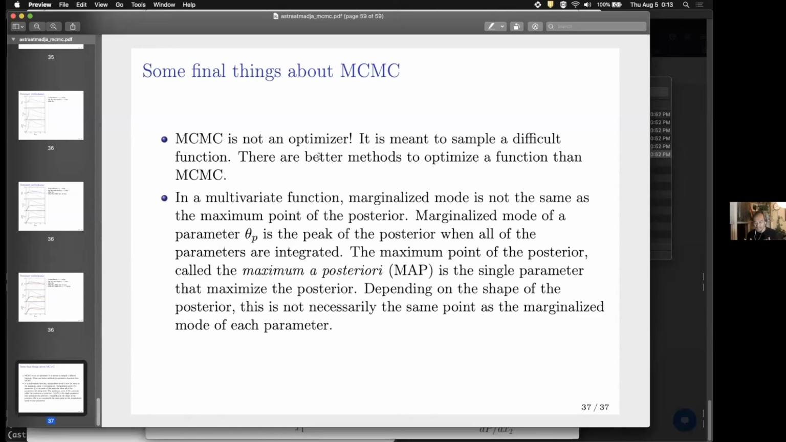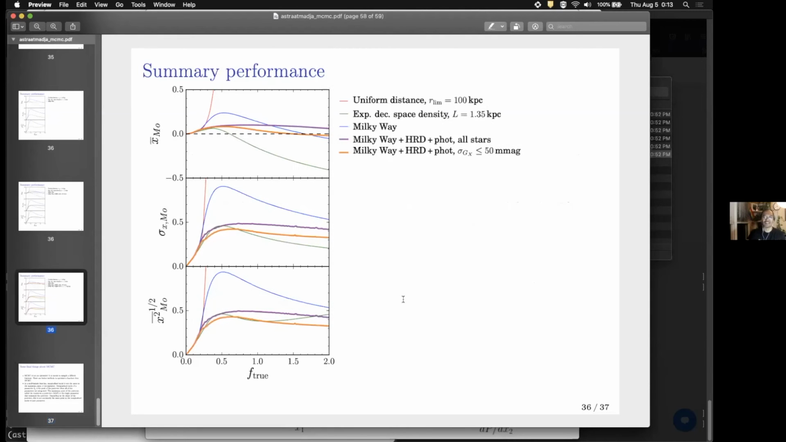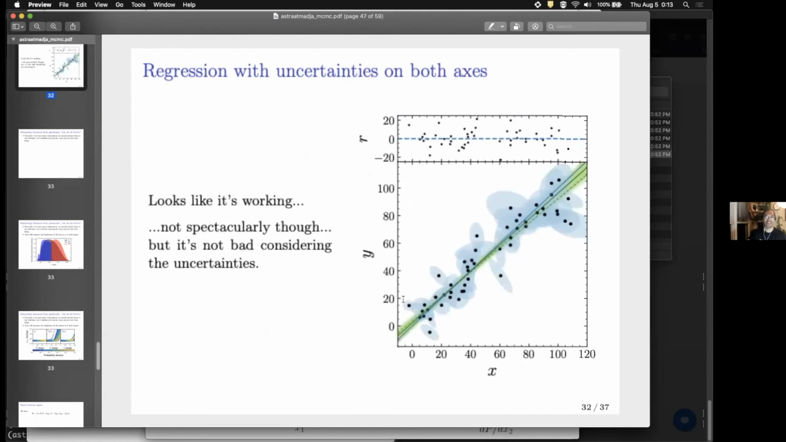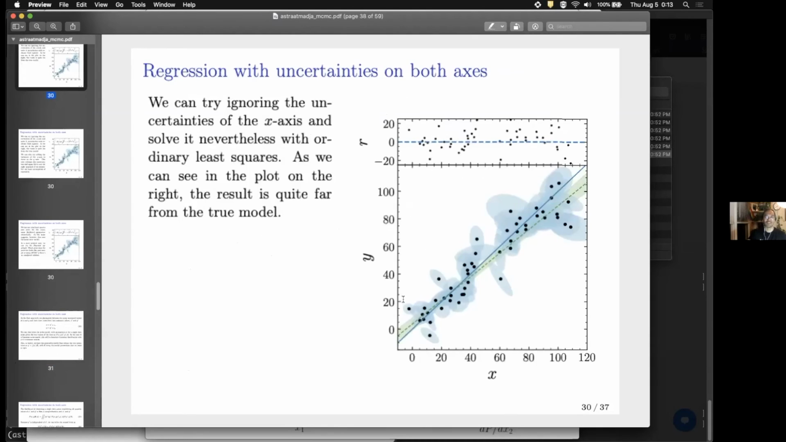Now, the second thing: if we have a multidimensional, multivariate function, the marginalized mode is not the same as the maximum point of the posterior. So what's the difference? The maximum point of the posterior is called the MAP, maximum a posteriori. It's a single point where the posterior is maximized. While the marginalized mode is the peak of the one-dimensional posterior where everything has already been marginalized out.